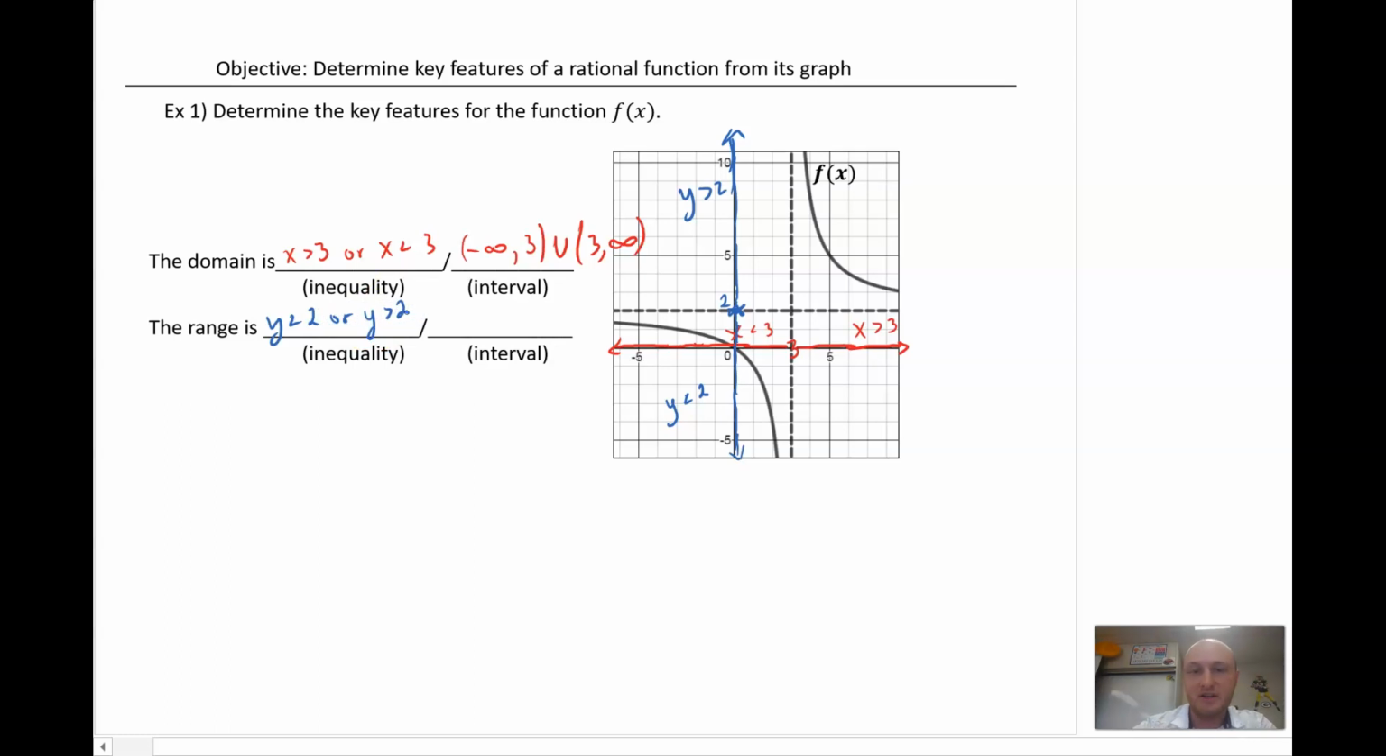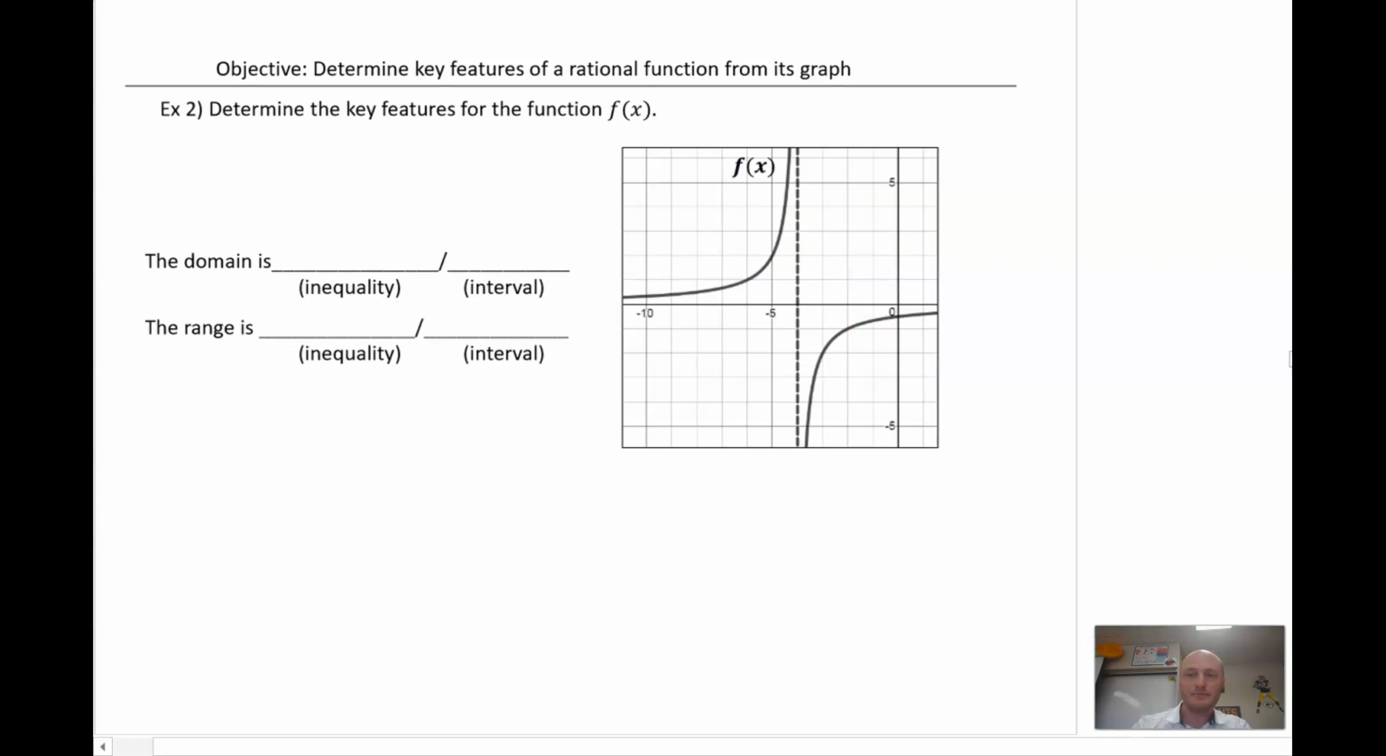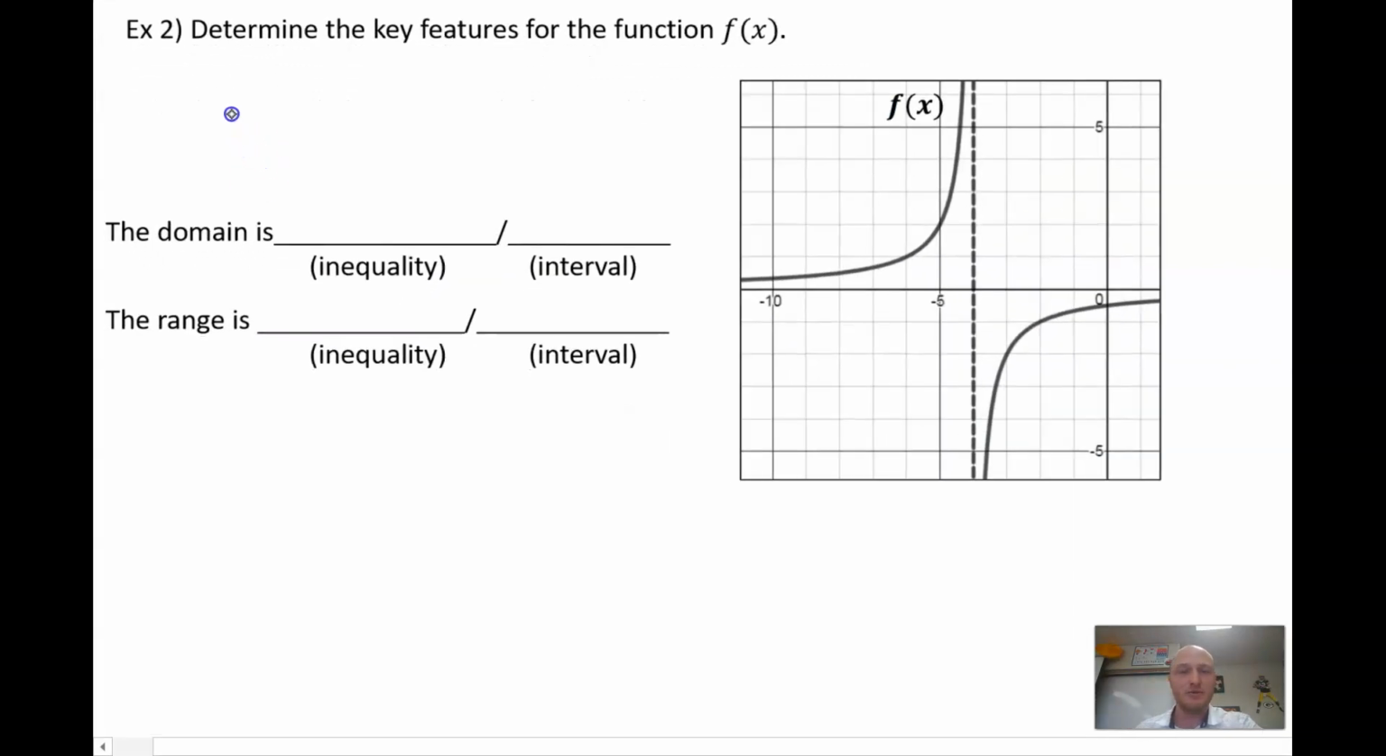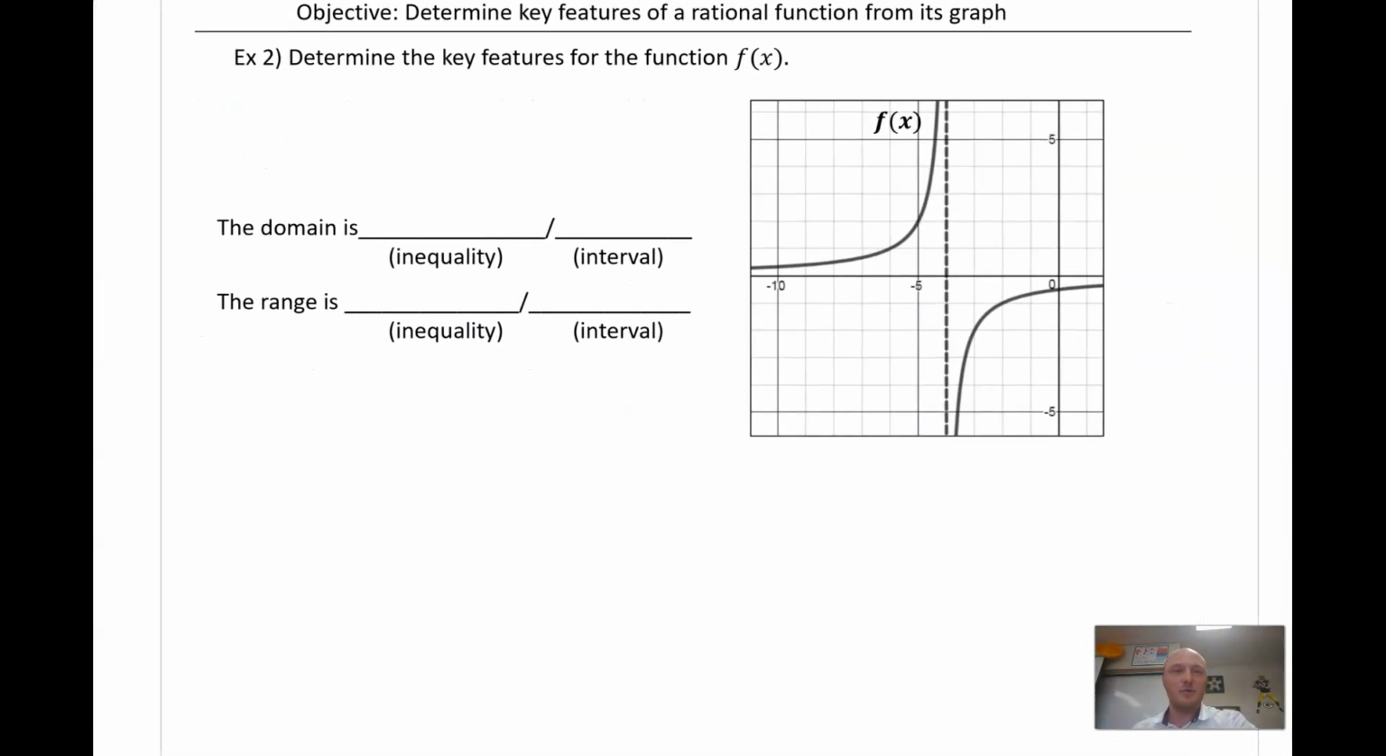Now, how do I write that as an interval? Well, I start out at -infinity down here, all the way to 2. Parentheses around both of those. Union 2 to +infinity. There you have it. All right, here's another example. We'll do this again. Okay, so what is the domain?